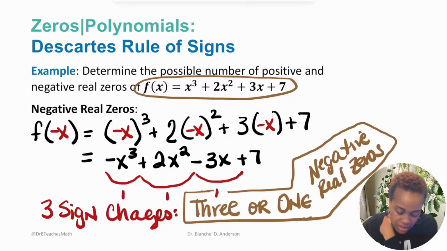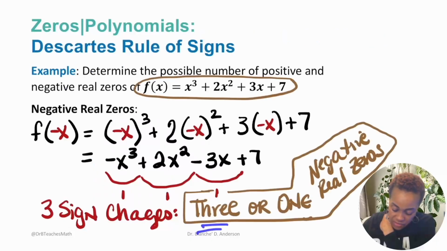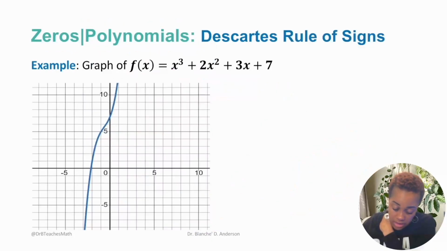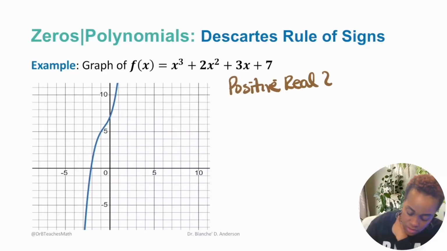So I think I got the graph of this one. If you look at the graph of this one, there's only one. And that's what it told us. We're either going to have three or we're going to have one. So we had positive real zeros, there was none.